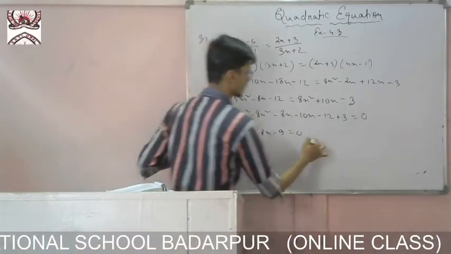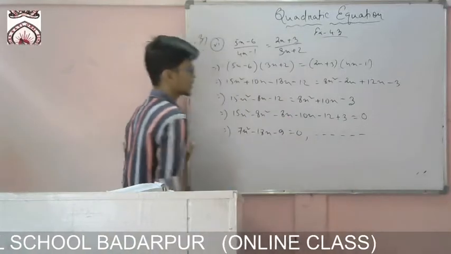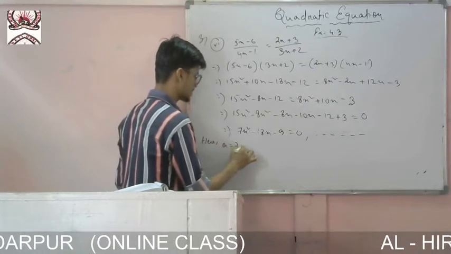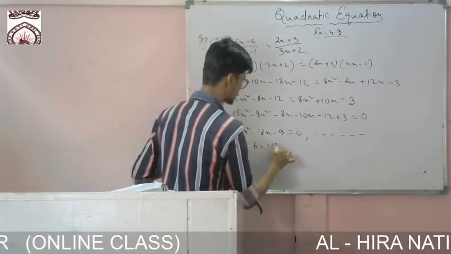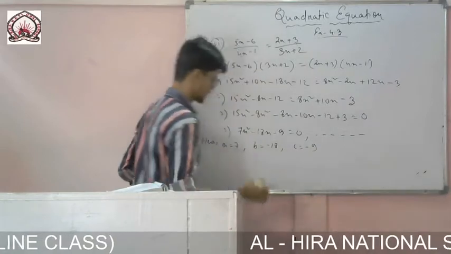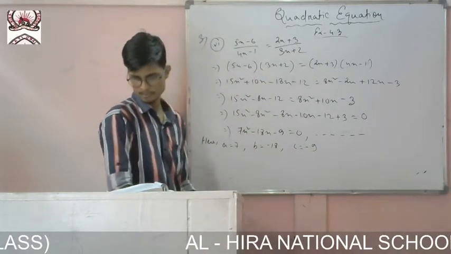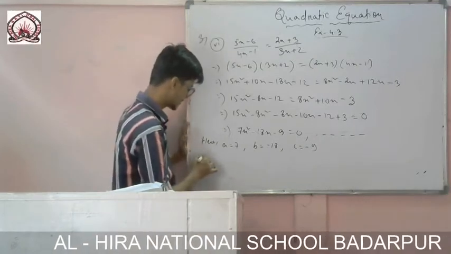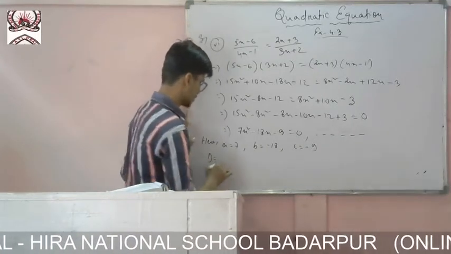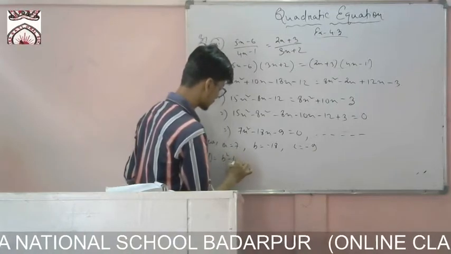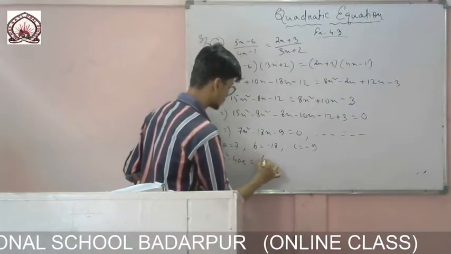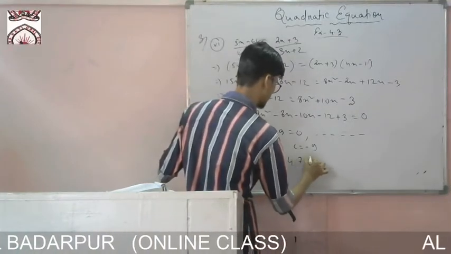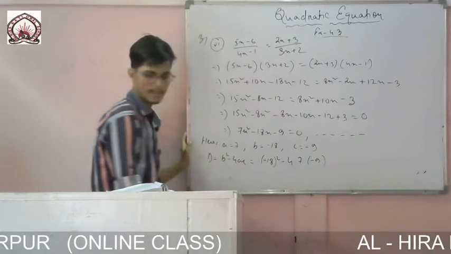So this is the quadratic equation you write. Here a is equals to 7, b is equals to minus 18 and c is equals to minus 9. It will be a little lengthy. So D will be equals to b square minus 4ac. So b, that means minus 18 square, minus 4ac.